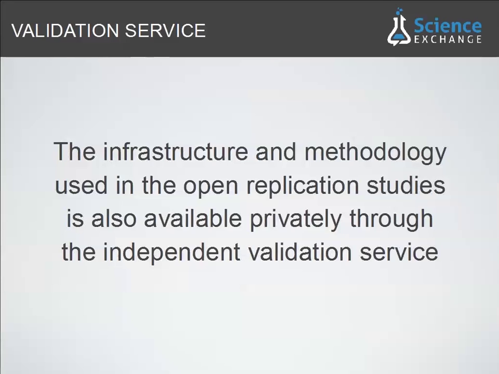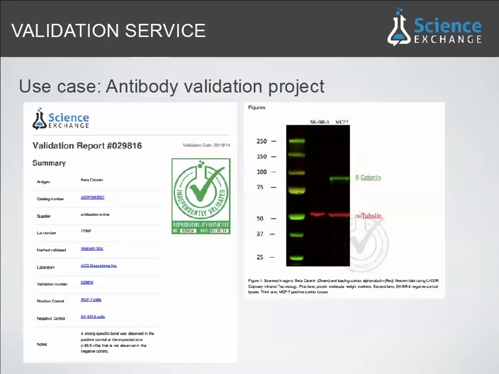One example is actually the Antibody Validation Project. This is a project to independently validate antibody reagents so that researchers can determine which antibodies will work when ordered and used in their own labs. Here's one example of a LI-COR antibody that was validated independently through this program.